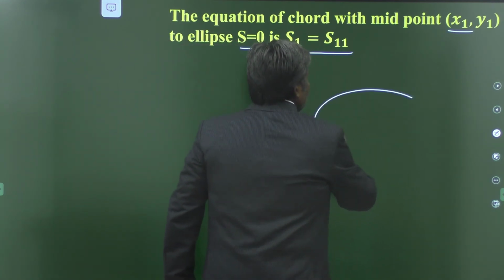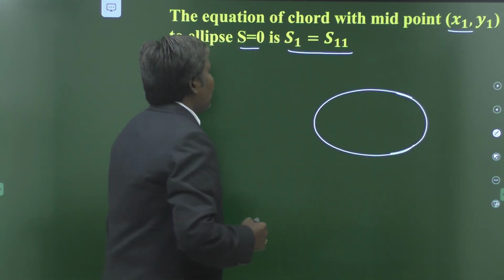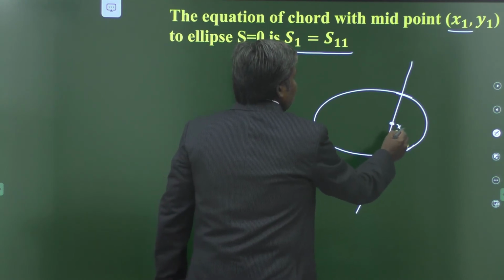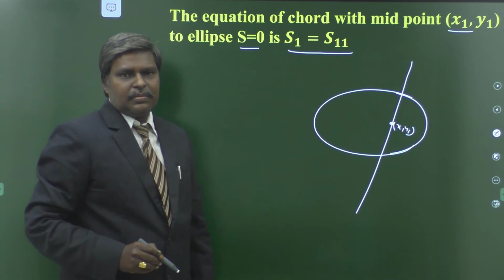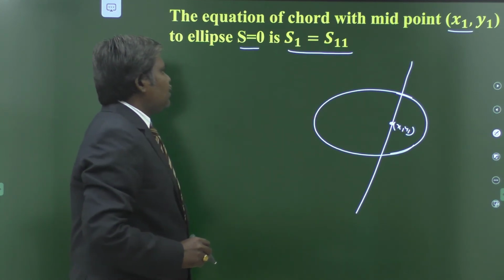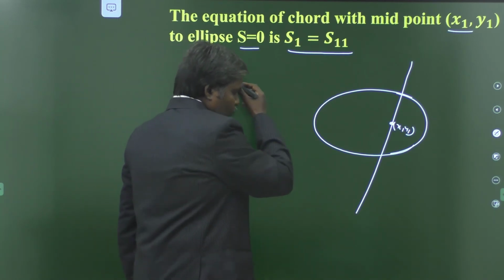So this is the ellipse. Listen carefully, my dears. We have to find out the equation of the chord whose midpoint is (x1, y1). That is the thing. So what is the equation? What you have to obtain? S1 is equal to S11. How to do this one?